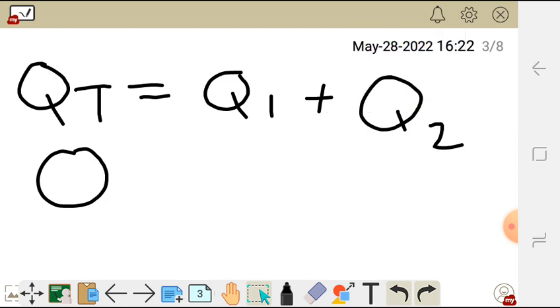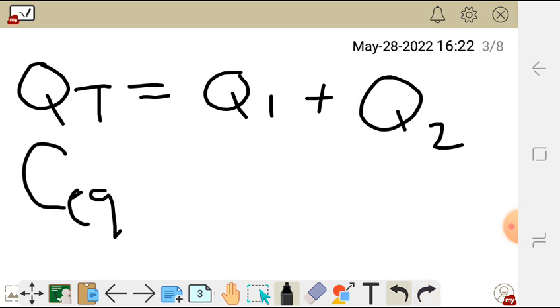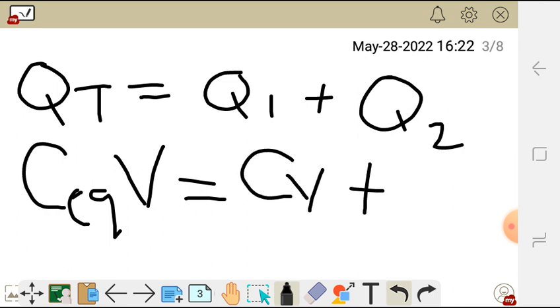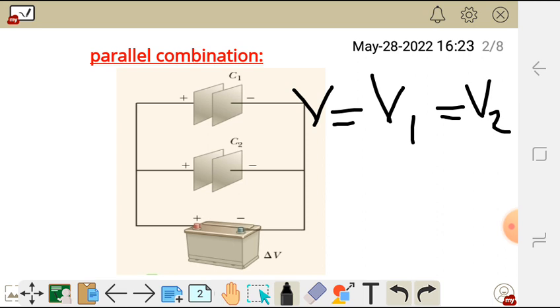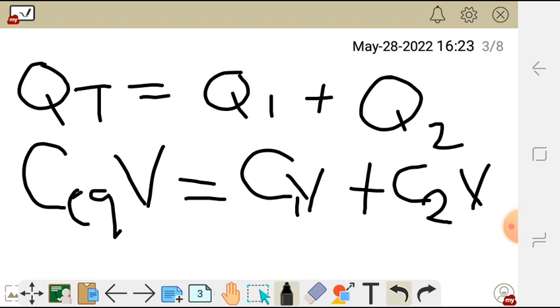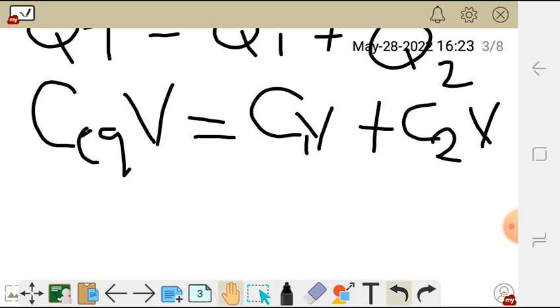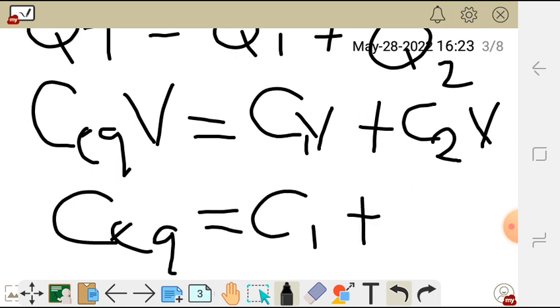Okay, so to do that, we are going to say our total capacitor, which is the equivalent capacitor, multiplied by V, is equal to C1V plus C2V. Since V is constant across these capacitors, we said our V is equal, so it is constant. So we are going to have our equivalent capacitor is equal to C1 plus C2.